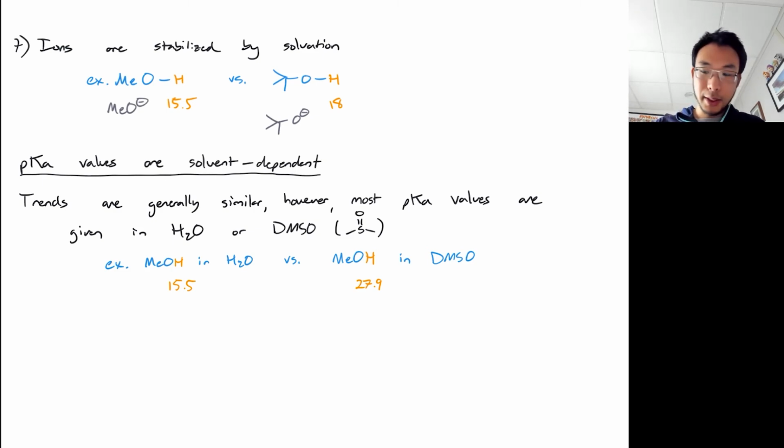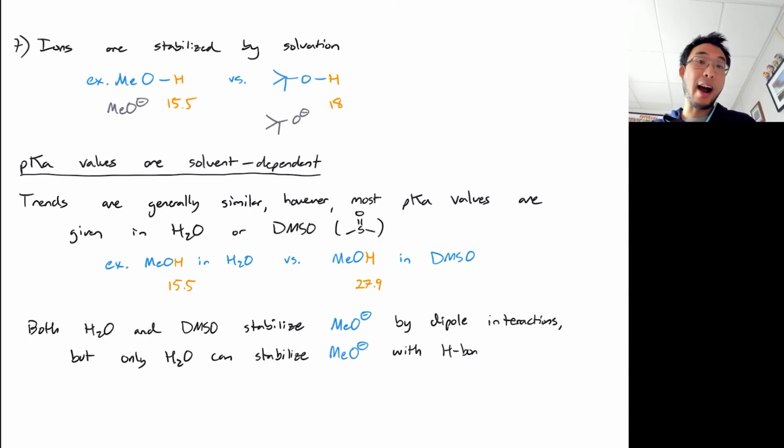The reason for this is that we have to think about how these solvents stabilize ions. The water and DMSO are both polar molecules, and so they are able to then stabilize this ion through dipole-dipole interactions. However, only water has the ability to hydrogen bond with the methoxide, which is this species up here, that is formed in the conjugate base. DMSO doesn't have any hydrogens that are capable of hydrogen bonding, so it can't contribute hydrogen bonding. That is the reason why it's easier to form methoxide in water than in DMSO.